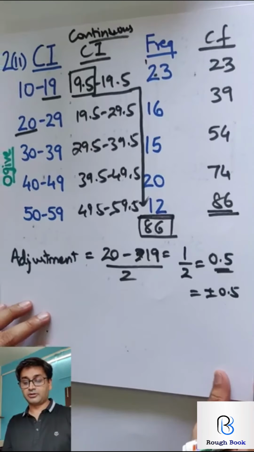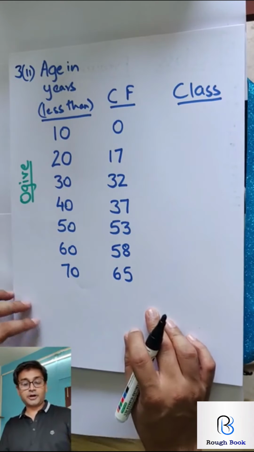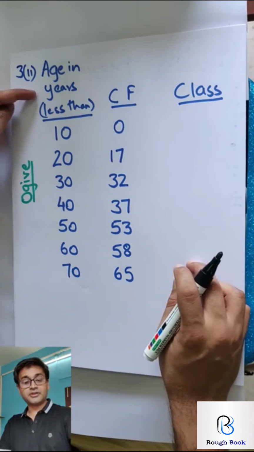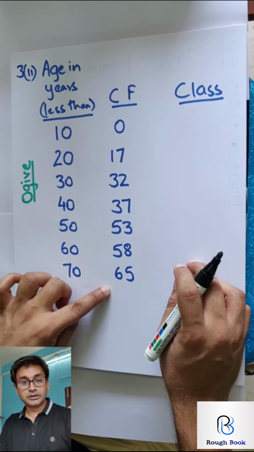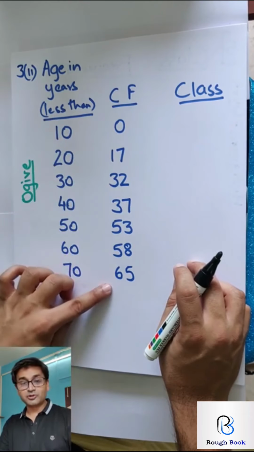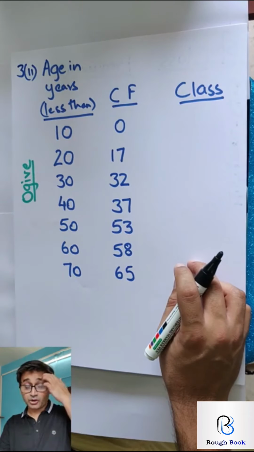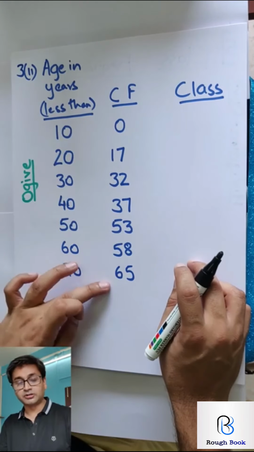I want everyone to now try sum number 3 part 2. 3 part 2, again an ogive, and they have given you the data in a different way. They have already given you the cumulative frequencies readymade. Lucky, isn't it? You don't have to add. There is no chance of going wrong. Do I need to find the frequencies? Obviously not, because I'm going to plot this only.